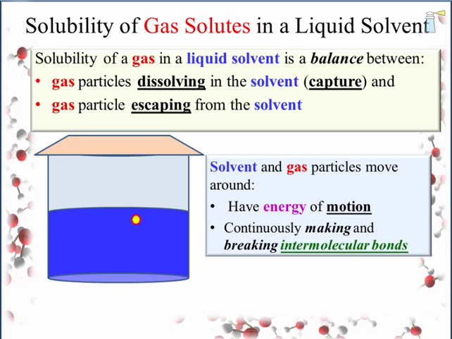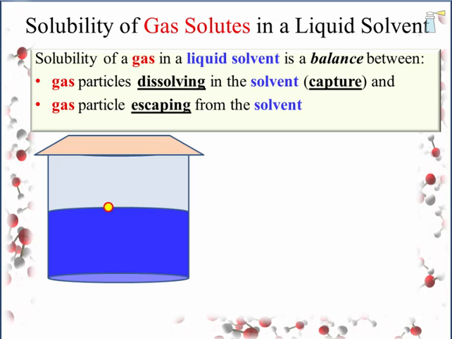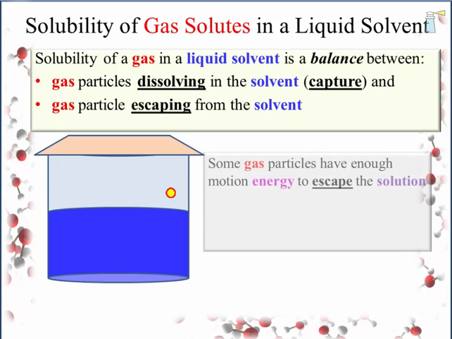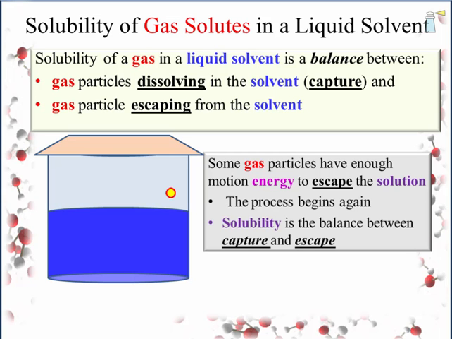These are competing forces, motion versus bonding. Some fraction of gas particles, however, will have enough thermal energy, motion, to overcome the intermolecular bonding with the solvent and escape from the solution back into the gas phase, where the whole process of capture and escape begins again. Solubility is the balance between capture and escape. One could think of gas solubility as a measure of the amount of gas in solution captured compared to the amount of gas out of solution escaped. More soluble gases are more captured gases.